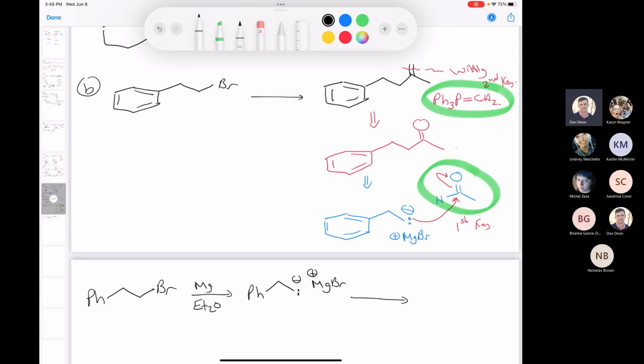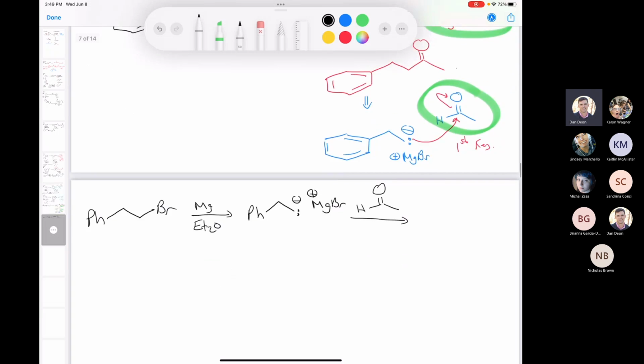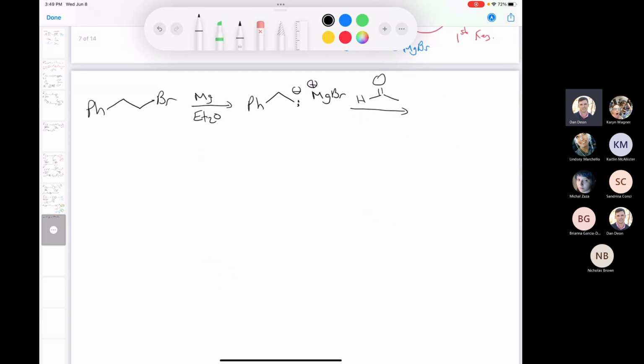So then you would treat that with the aldehyde, the two-carbon aldehyde. It's called acetaldehyde. It's one of the compounds that's largely responsible for a hangover. So let's see here. You would end up with something that looks like this. So this is the first step. The second step would be just treat it with water or aqueous acid to add the proton to it, and you end up with this compound.